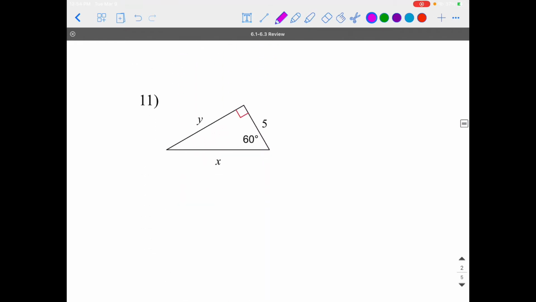Getting on to some 30, 60, 90 triangles. We are given the short leg. To find the hypotenuse, it's 2 times the short leg, so 10. To find the long leg, we take the short leg times the square root of 3.